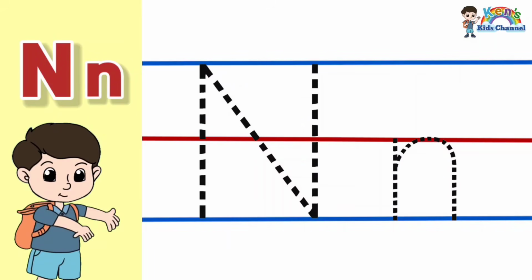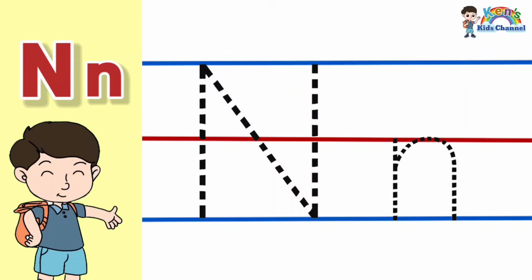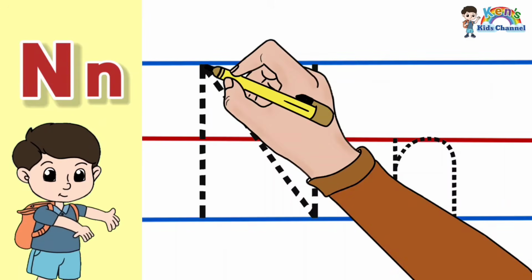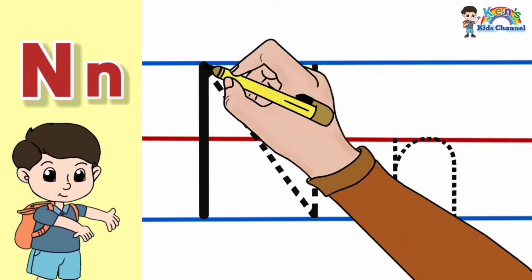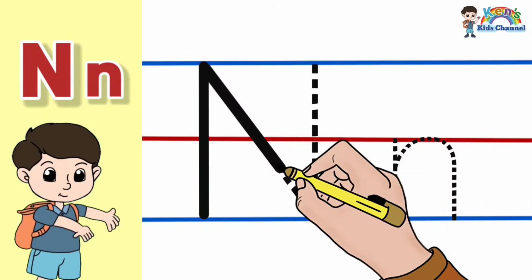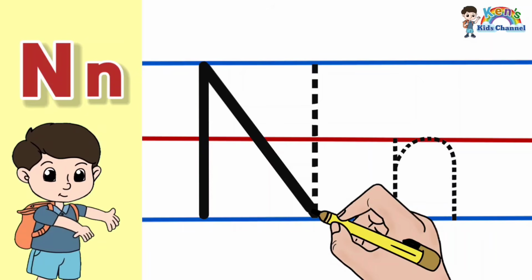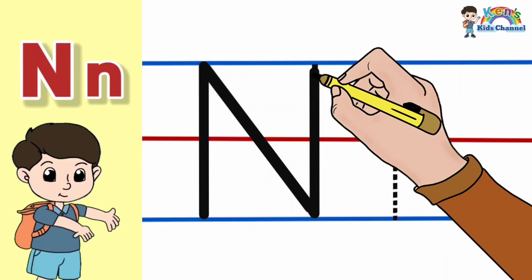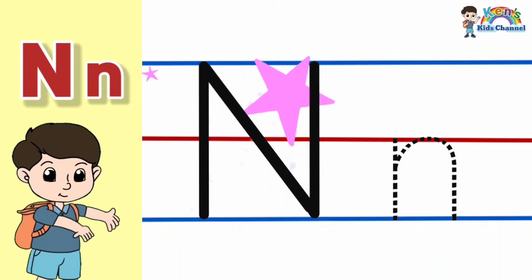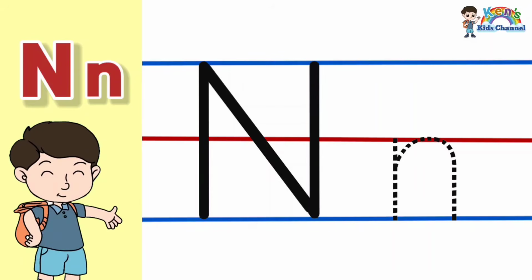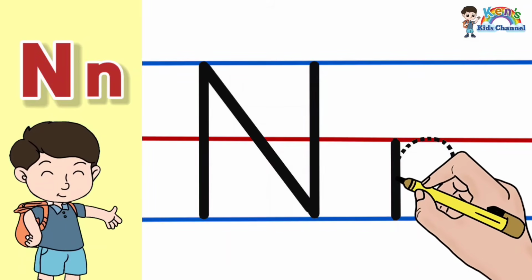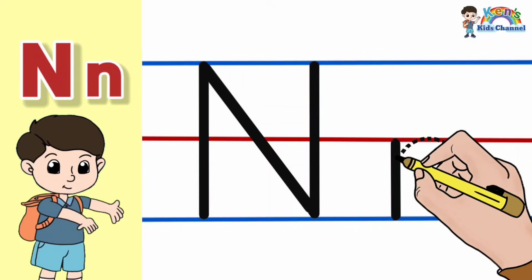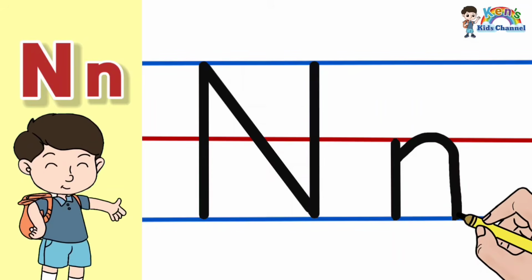Let's begin with a big letter N. Start at the top and make a standing line going down. Go back to the top and slant down to the bottom line, then straight up. Now let's write the small letter N. Start in the middle line, straight down to the bottom line, go up and make a curved line going down.